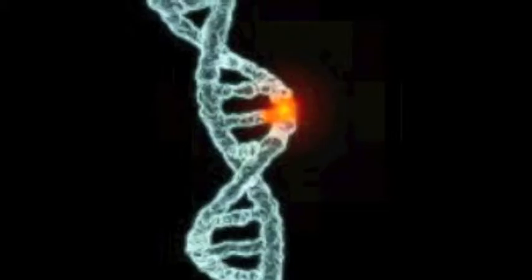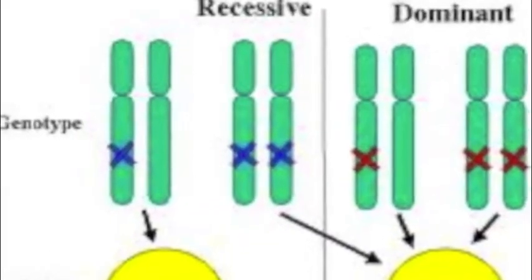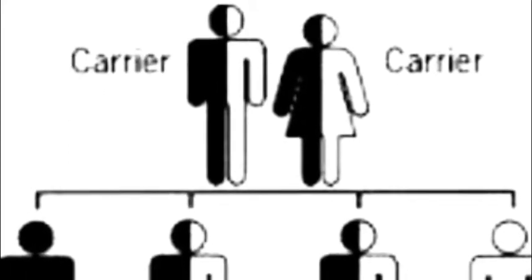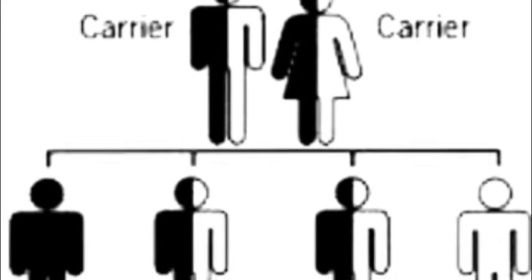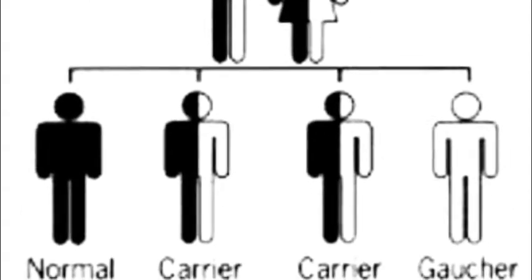This means the child must receive the mutant allele from both parents in order to be affected. If both parents are carriers, there is a 1 in 4 chance that the child will not be a carrier or have the disease, a 1 in 2 chance that they will be a carrier, and a 1 in 4 chance that the child will have the disease.